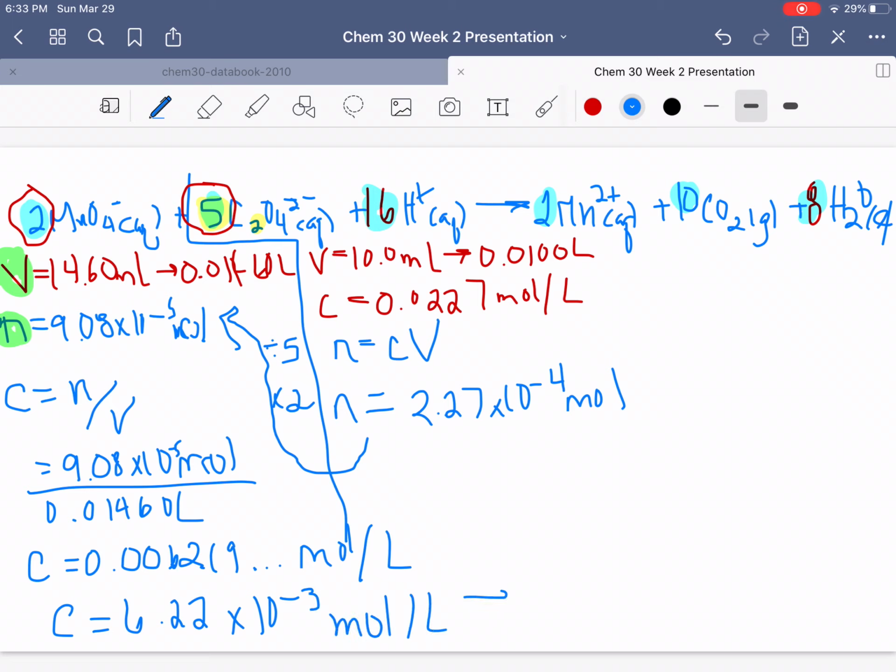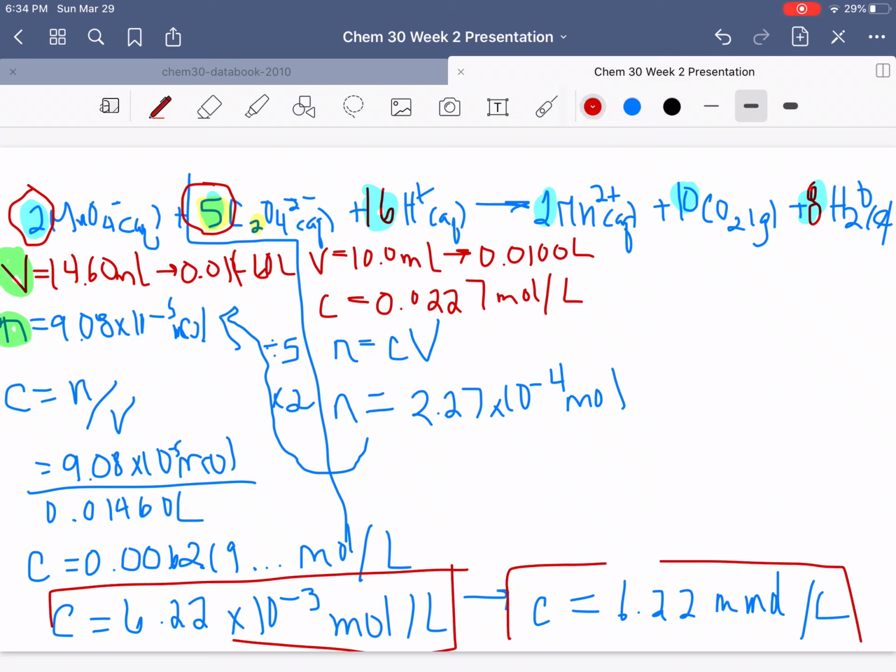Or if you'd like, you can always convert that and say C is equal to 6.22 millimoles per liter. Both of those are equivalent to each other. Either answer is perfectly acceptable. And that, folks, is redox stoichiometry applied to titrations.